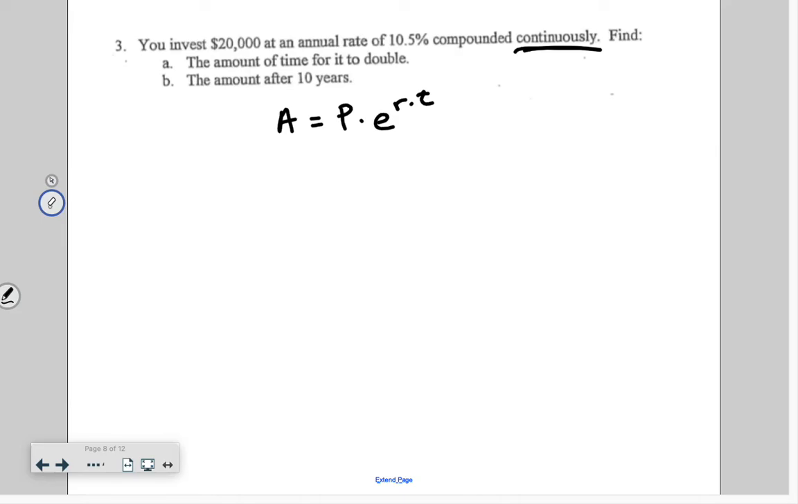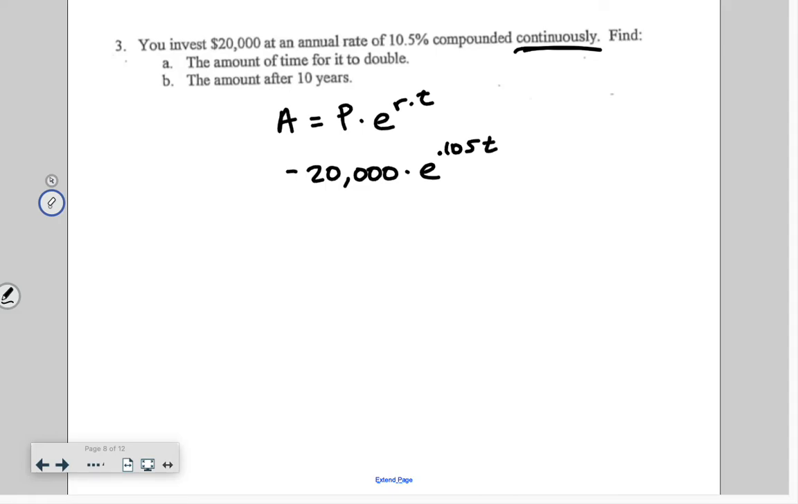All right, let's plug in what we know. Investing $20,000, that's P, that's still my initial value. It's my initial amount, my principal. So 20,000 times E. Interest rate, 10.5%. Remember, we have to change that into a decimal, so that is 0.105. And in this case, part A is asking for the amount of time, which means that's what we're going to have to solve for. We're going to leave that as T.